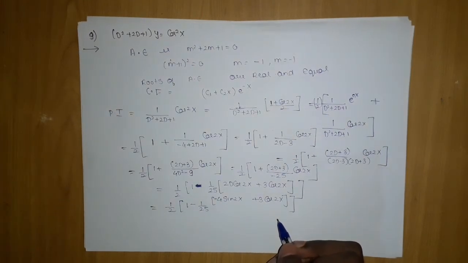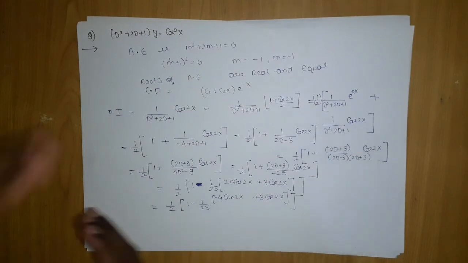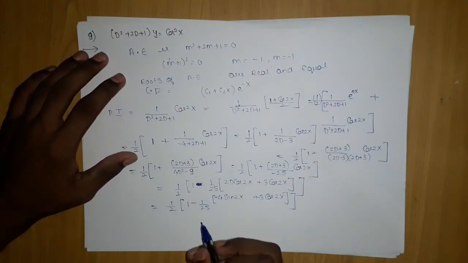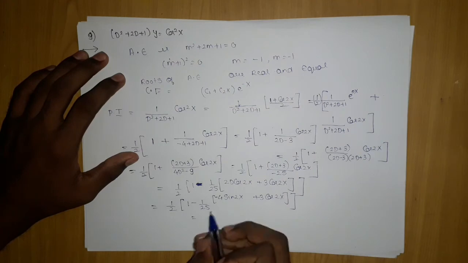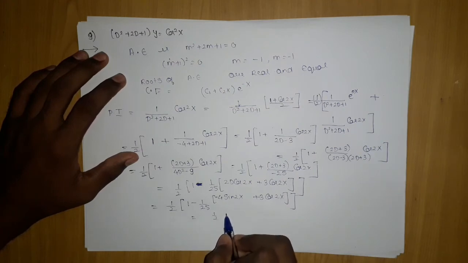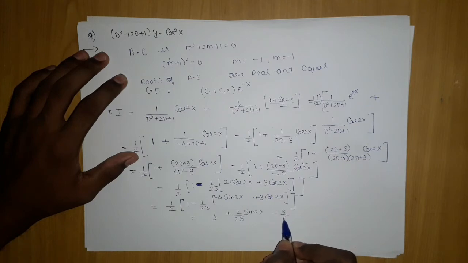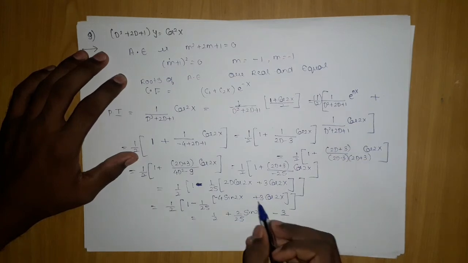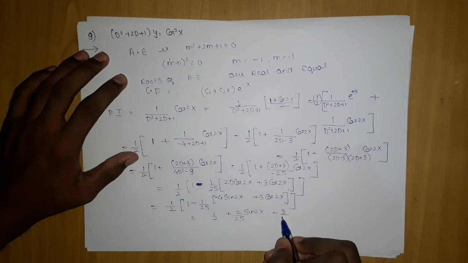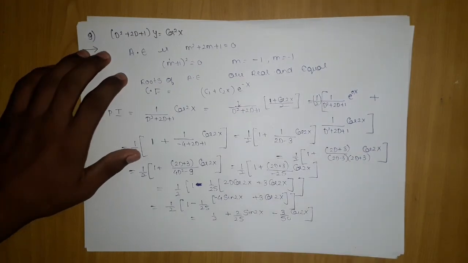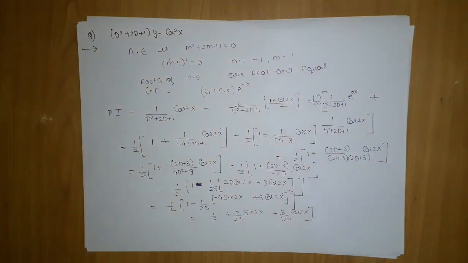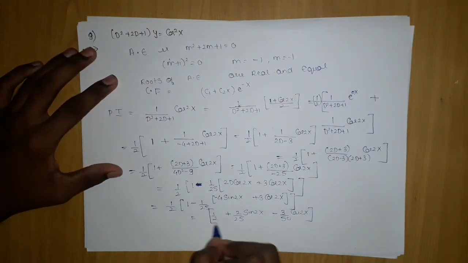Hope you have understood how to get the particular integral. If I multiply inside with 2, we are going to get something like 1/2 plus 2/25 sin 2x, and here minus 3/25 multiplied by 2 because 2 will not cancel out with 3, so 50 into cos 2x. So we are going to get this as our particular integral.